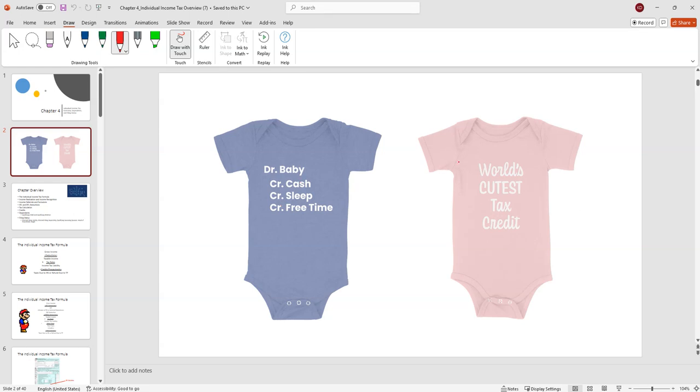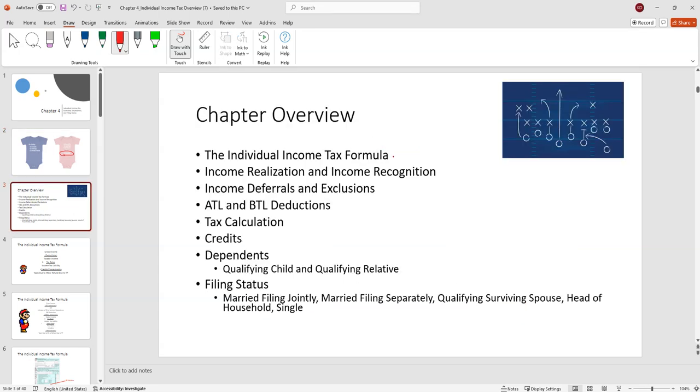From the financial accounting side, from the tax side, we're going to learn about the difference between a deduction and a credit. One of the big things with having a kid is you could qualify for the child tax credit. And in this chapter, that's exactly what we're going to look at.